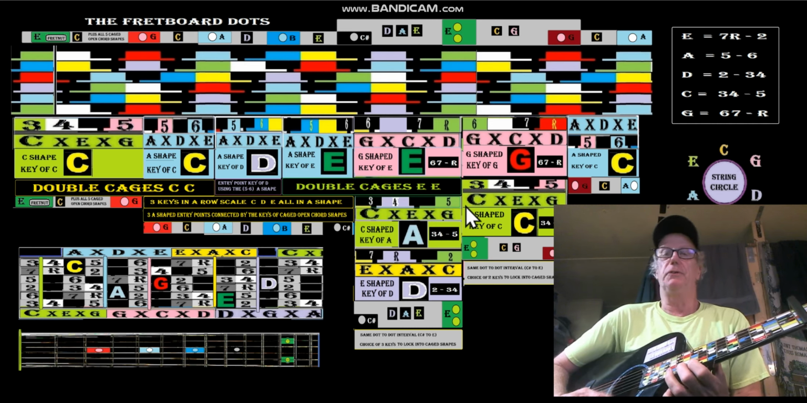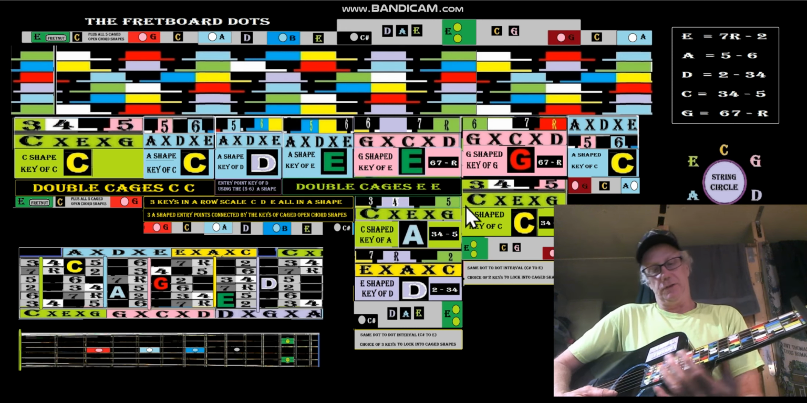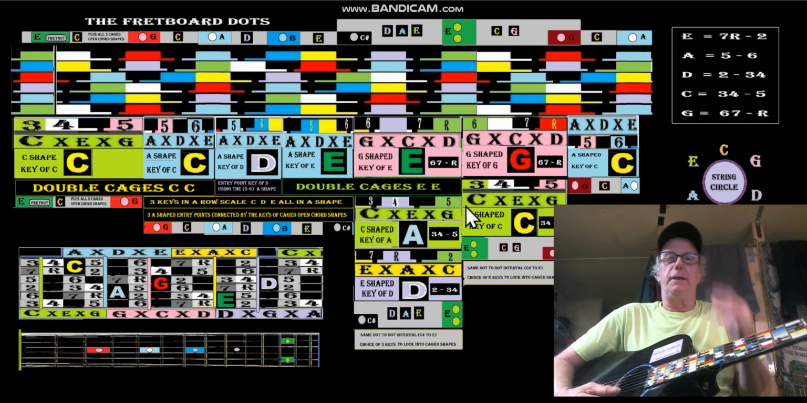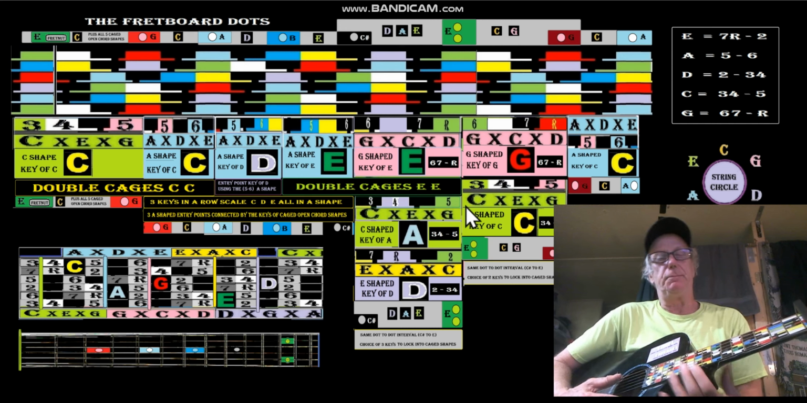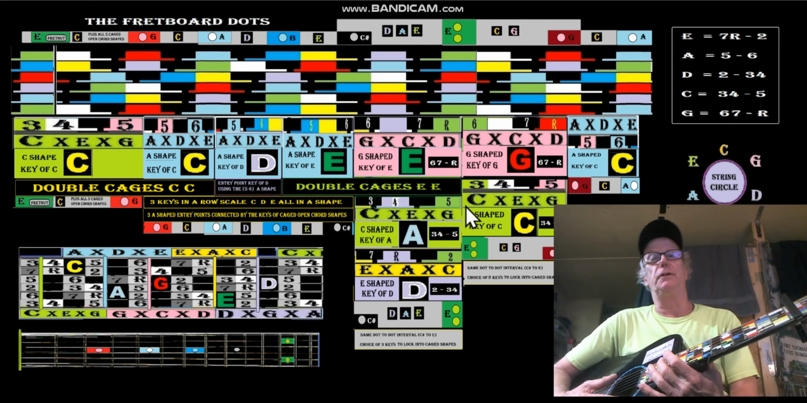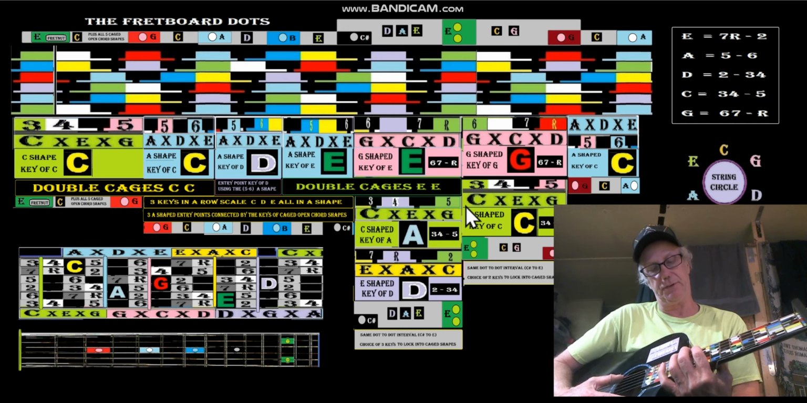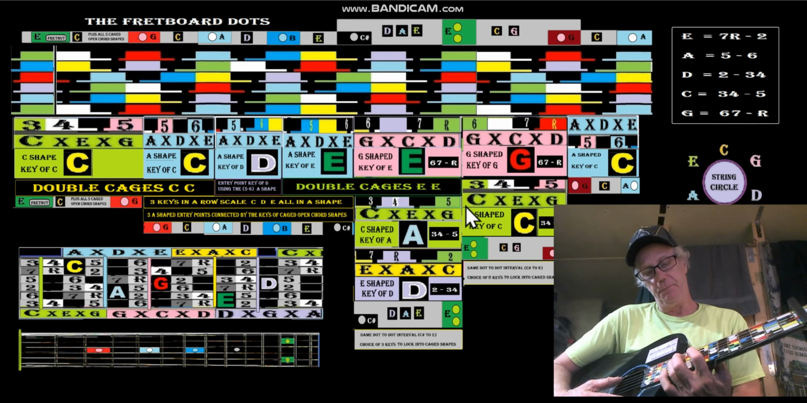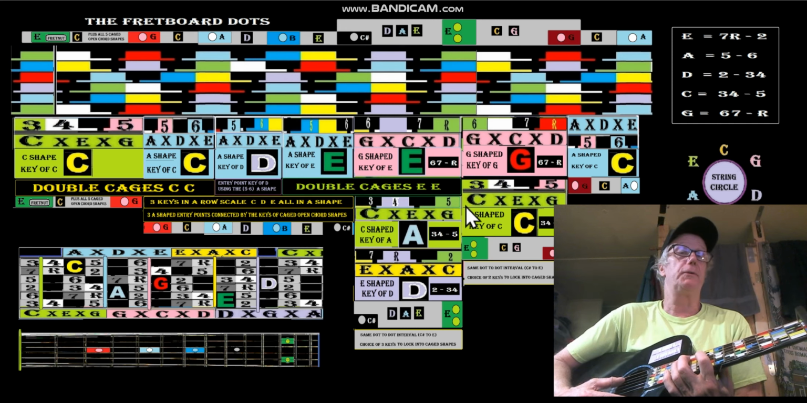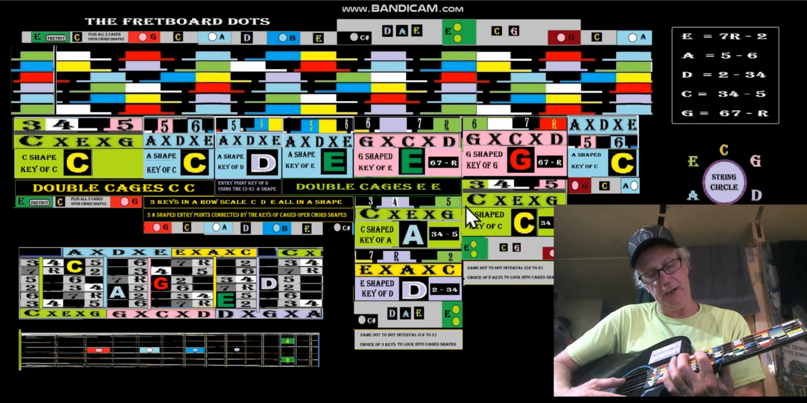Now then, that gives you more thought, because instead of going straight up, you might want to go to the right or to the left. Okay, so if we want to bring this down, we would start with the C shape, 3, 4, 5, to the G shape, let's say 6, 7, root. But now we want to go a 4th, which is backwards in the string circle. So the 4th of G is C, okay, with isolation.